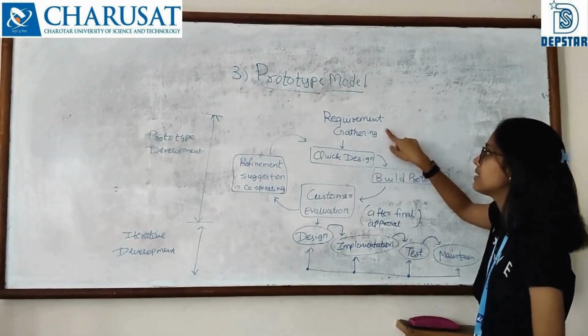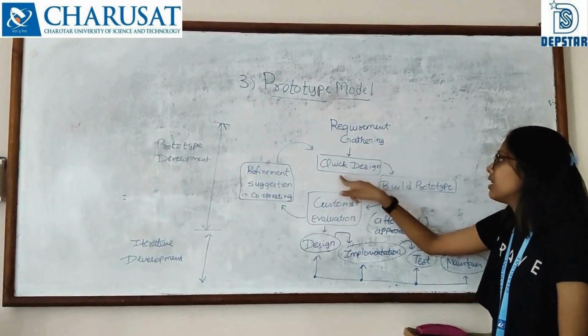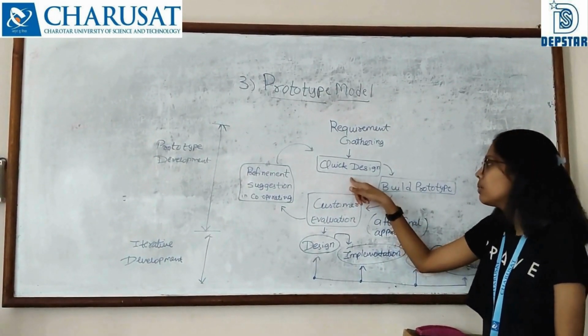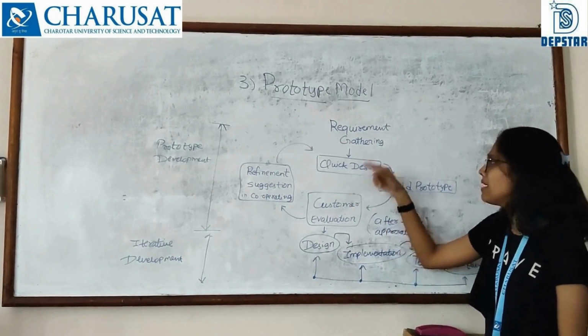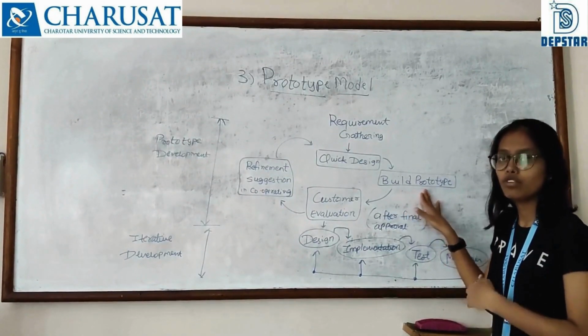So the first phase is requirement gathering. We will take the initial requirements from the client. Then a quick design, or a basic framework of the prototype, is prepared based on the requirements gathered. Then we will develop a working prototype of the model.